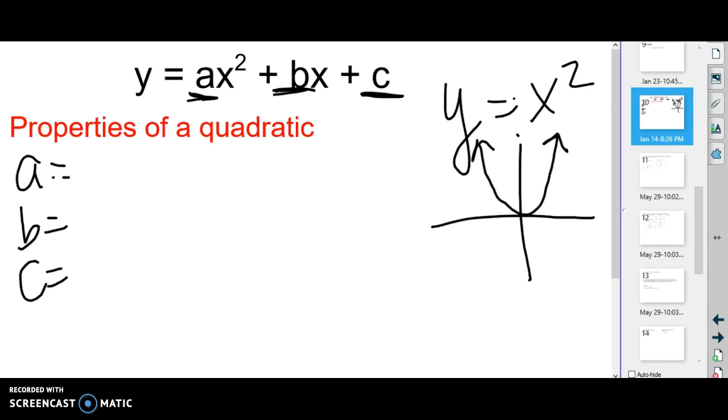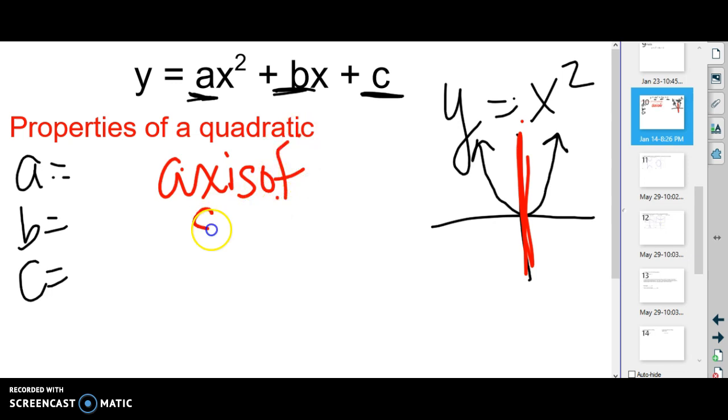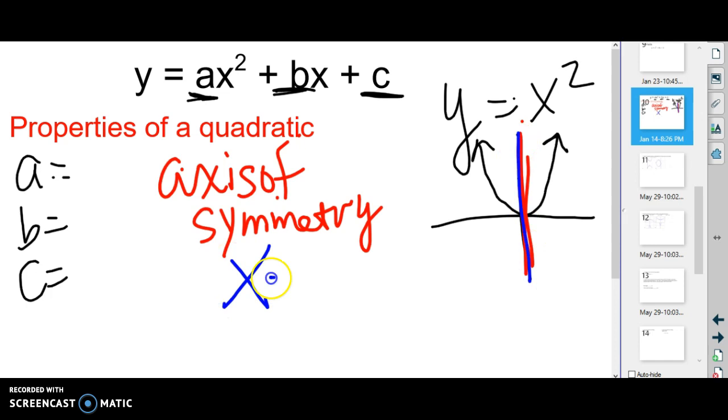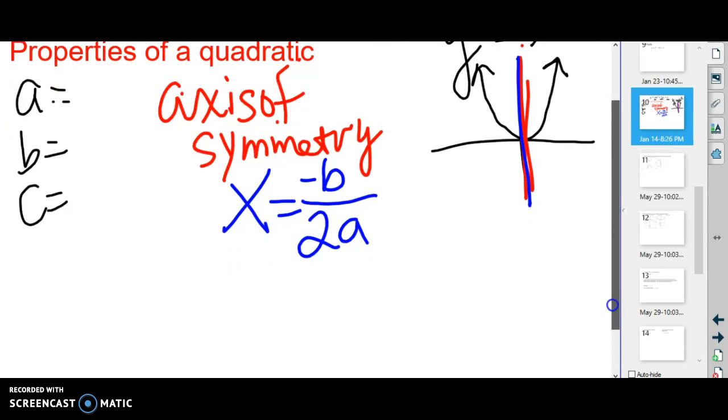So some properties of a quadratic. First of all, you have the axis of symmetry. That's where it folds. And so this is something to get into your notes. Axis of symmetry. And the way you can find that, it's always going to be an equation. And because it's an up and down line, it's always going to be x equals the opposite of b all over 2a. So if you have an equation, you just write down a equals, b equals, c equals, and then you can do the opposite of whatever b is all over 2 times whatever a is. So that is number 1.